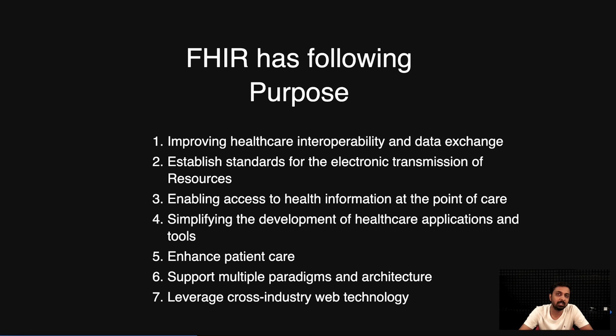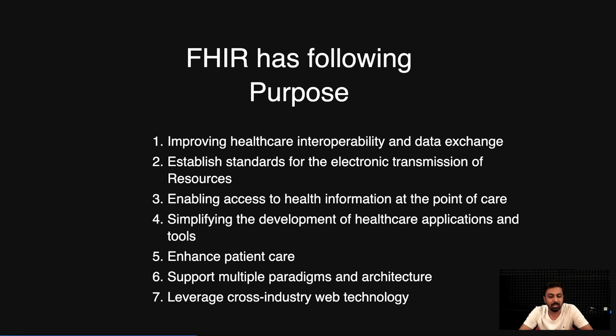Also, it supports a lot of paradigms and architecture. FHIR does not have a strong say, but it does recommend a lot of architecture styles which you can follow. But it does have a lot of paradigm support: JSON support is there, document support is there, services support is there, XML support is there. So it is not restricting to one particular format, but it supports a lot of paradigms internally.